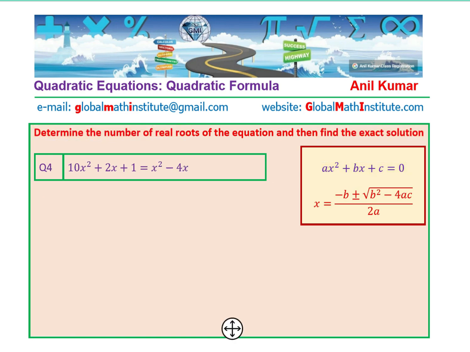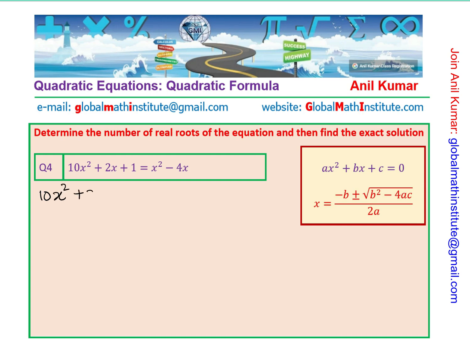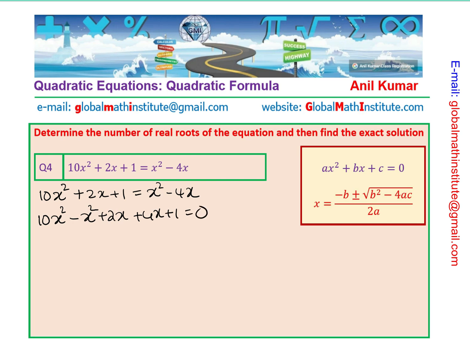So you need to follow the same strategy to do the rest of the two questions. So here again we have an equation which we need to rearrange. So we have 10x squared plus 2x plus 1 equals x squared minus 4x. Bring all the terms together. Minus x squared plus 2x plus 4x, right? Plus 1 equals 0. So bringing x squared minus 4x to the left side means minus x squared plus 4x. The sign changes.